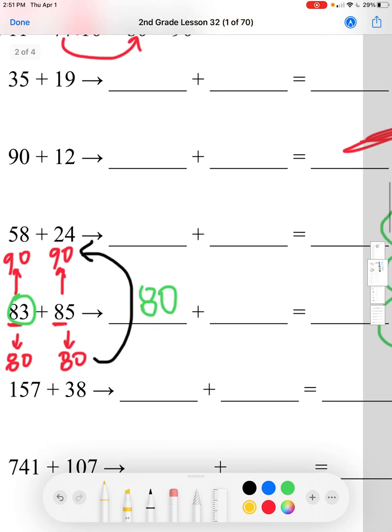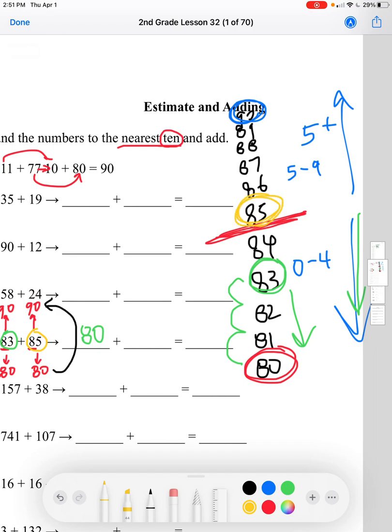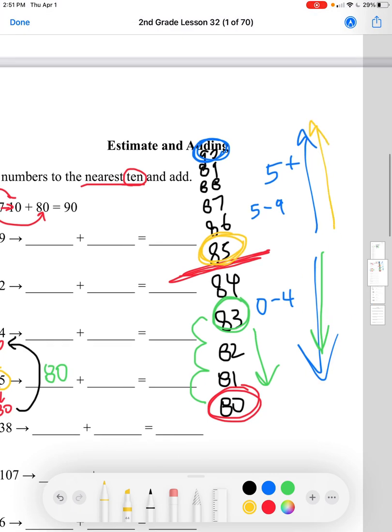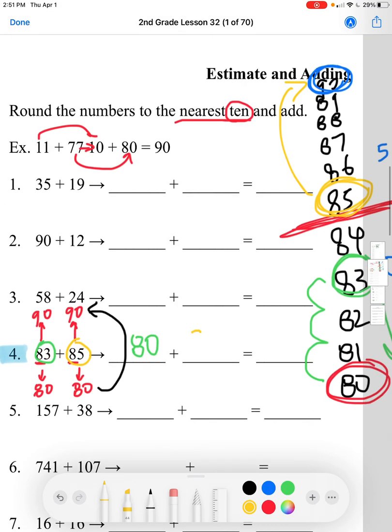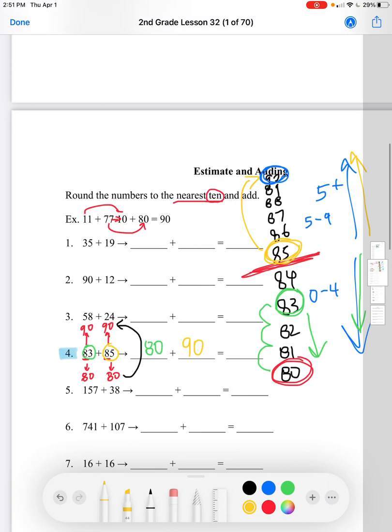And then let's look at the number 85. Are we going to round this up or down? 85 is right here, and this is the section where we round up. So 85 is rounded to 90 because 90 is the nearest 10 to 85.